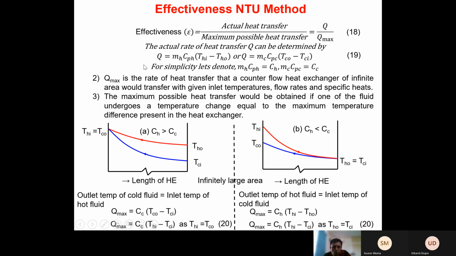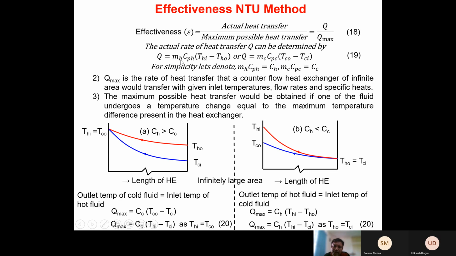And similarly, this Q will be the same as mC, CpC, (TCo minus TCi). So this is nothing but the sensible heat gained by the cold fluid. The first is the heat lost by the hot fluid, and this is the heat gained by the cold fluid. mC here is the mass flow rate of the cold fluid, CpC is the specific heat of the cold fluid, TCo is the outlet temperature of the cold fluid, and TCi is the inlet temperature of the cold fluid.